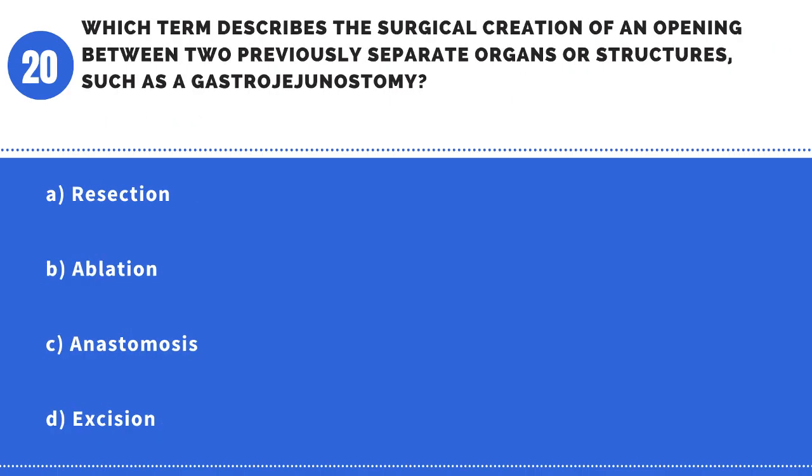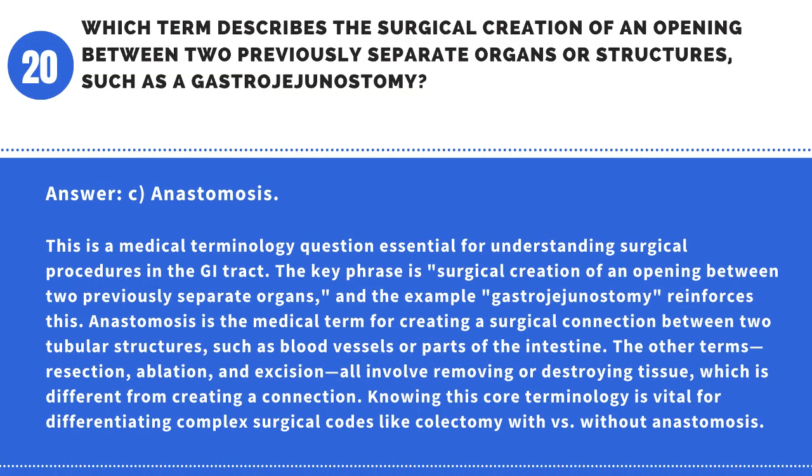Question 20. Which term describes the surgical creation of an opening between two previously separate organs or structures, such as a gastrojejunostomy? A. Resection. B. Ablation. C. Anastomosis. D. Excision. Answer C. Anastomosis. This is a medical terminology question essential for understanding surgical procedures in the GI tract.